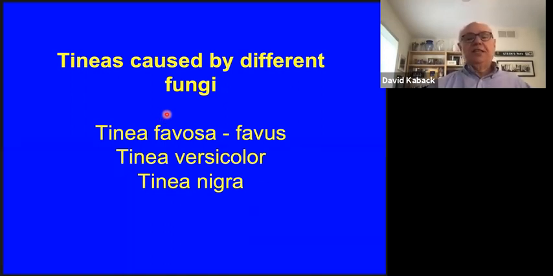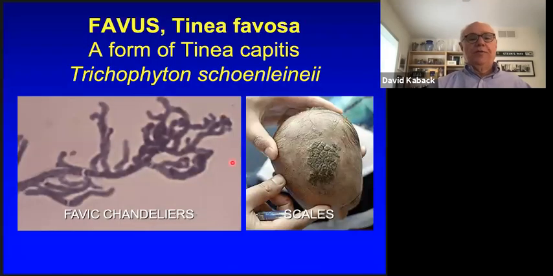The first is tinea favosa or favus, caused by Trichophyton schoenleinii, a completely different species of Trichophyton shown here. Okay, and that causes hair loss sometimes and hyperkeratosis, almost always in the scalp. Not all the time, but usually it's found within the scalp.